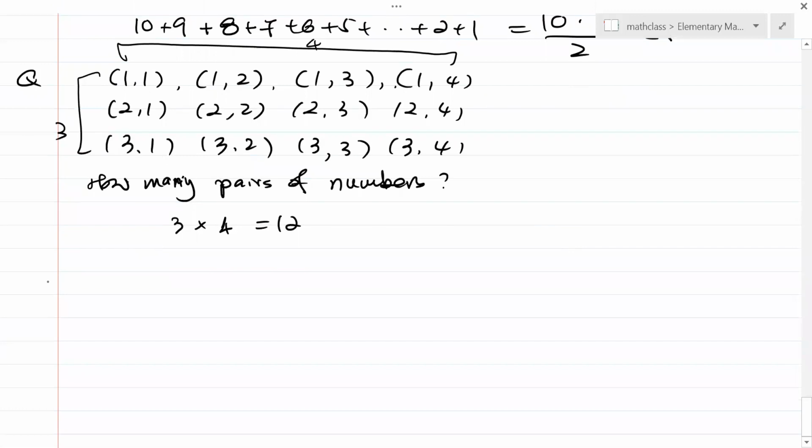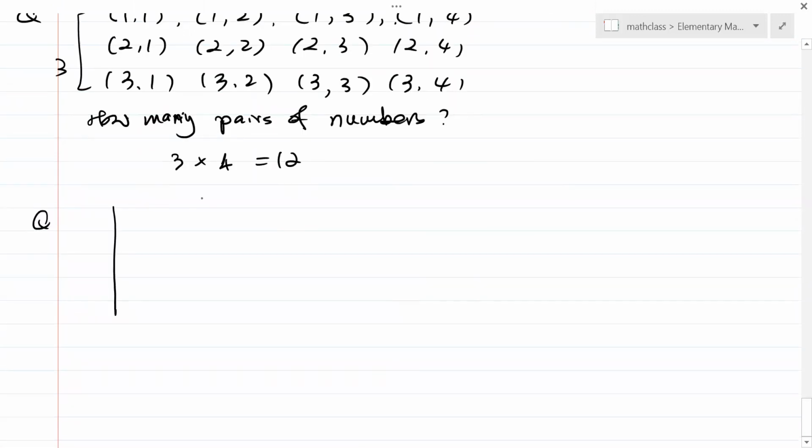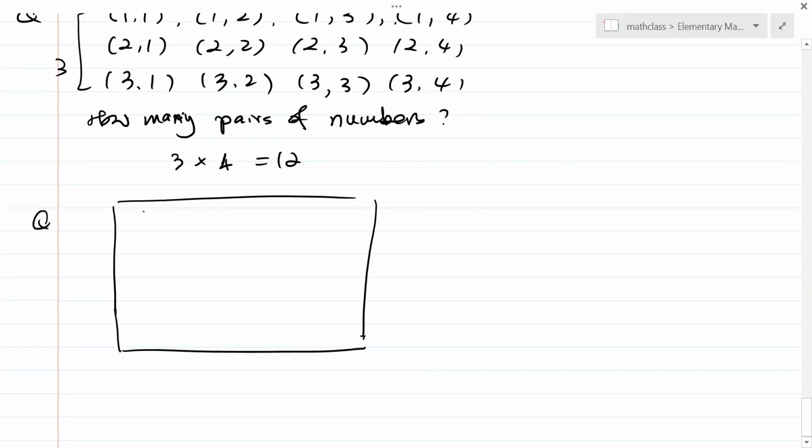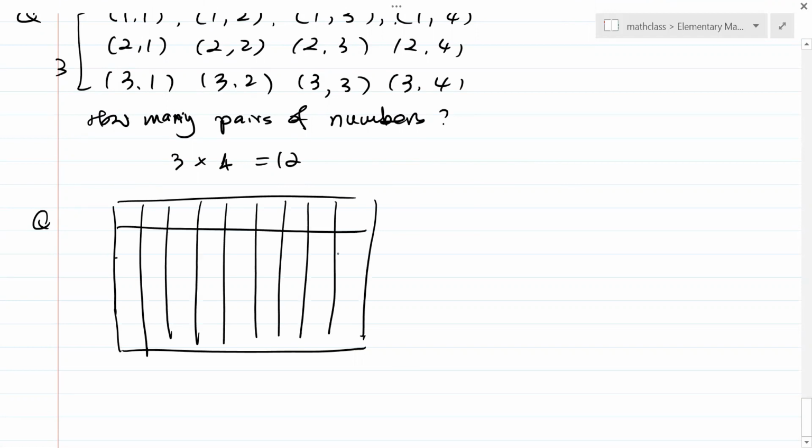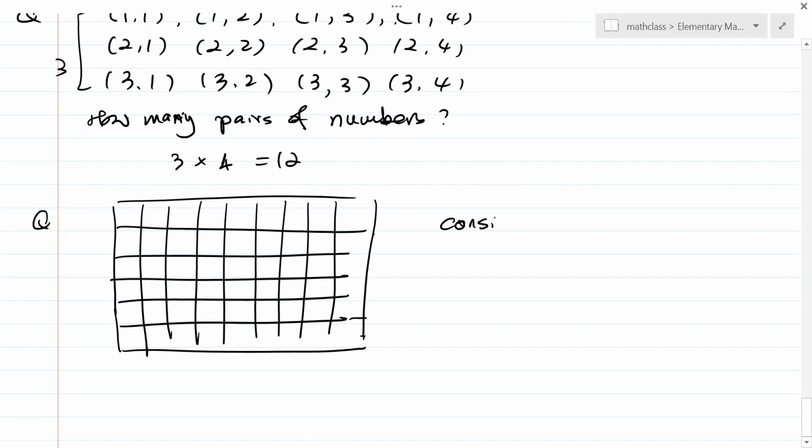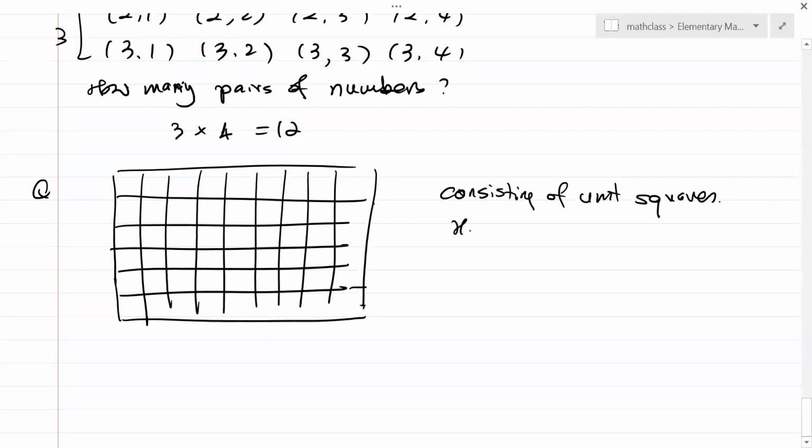So here's another similar question. I have a 1, 2, 3, 4, 5, 6, 7, 8. 1, 2, 3, 4, 5. All right. Each of them is a unit square. Okay. It's consisting of unit squares. Okay. My question is, how many unit squares are there? Be careful, it's about unit squares. Okay, not how many squares.